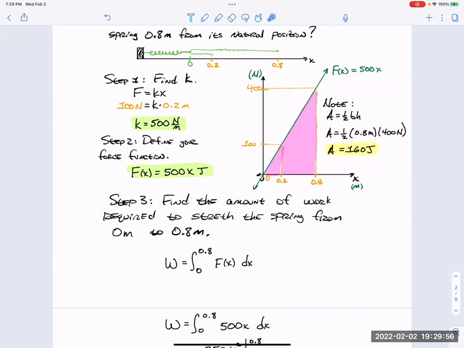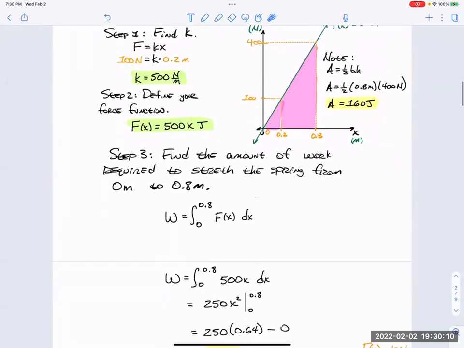And that's where the spring constant comes in. Yes, because that's what's changing it. Yeah, the more you stretch it, the greater the force. And that's the direct variation.